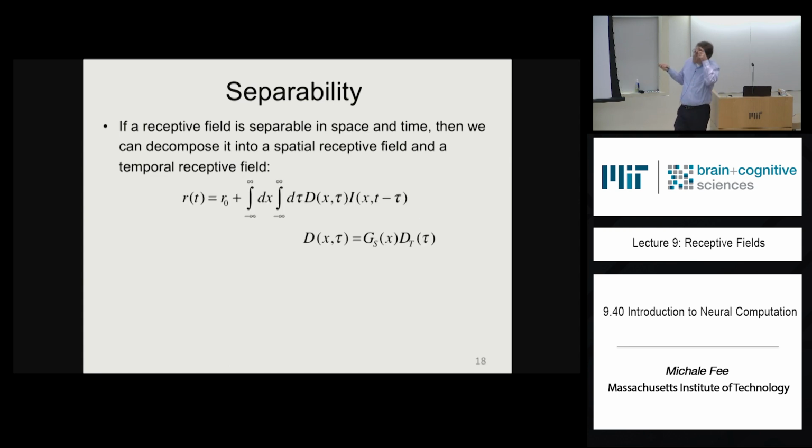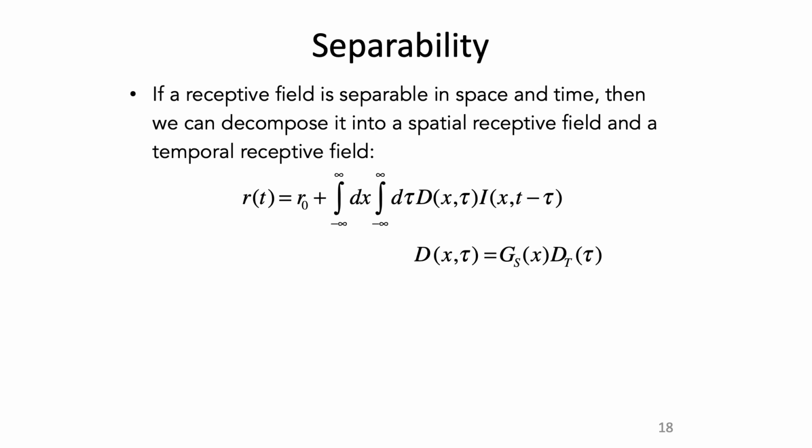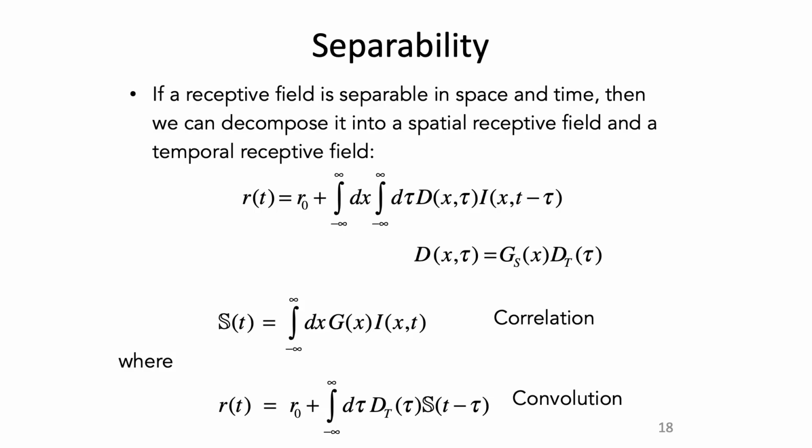Okay, so let's take a look at what happens when you have a separable receptive field. Things become very simple. We can now write our spatio-temporal receptive field as a spatial receptive field, which is a function of position, times a temporal receptive field, which is a function of time. When you put that into this integral, you can pull the spatial part of the receptive field out of the temporal integral.